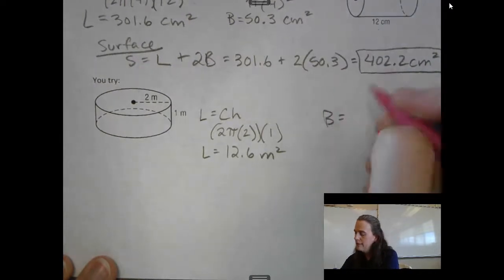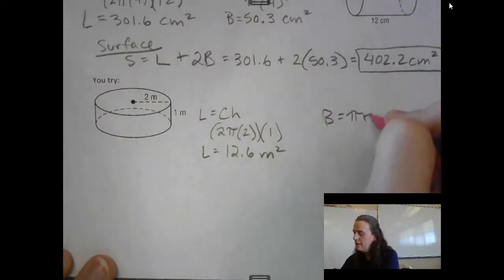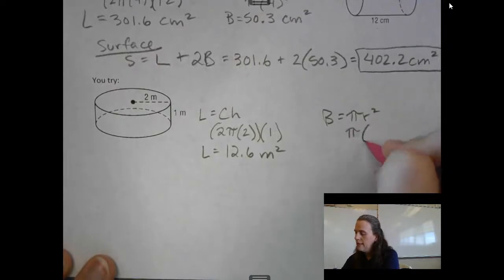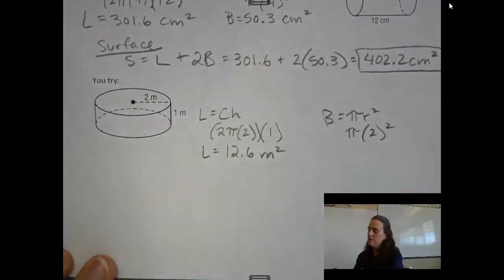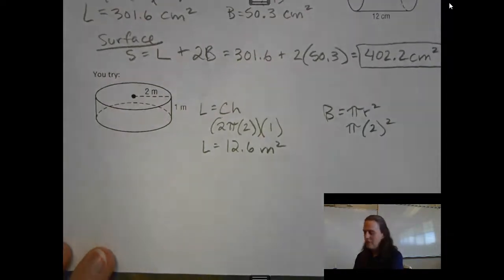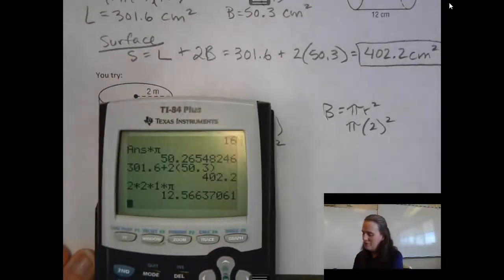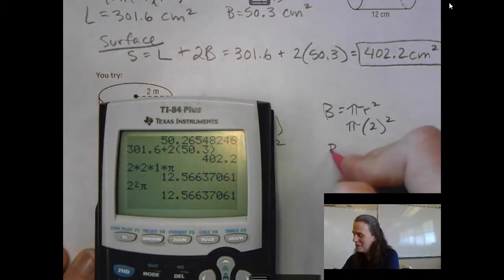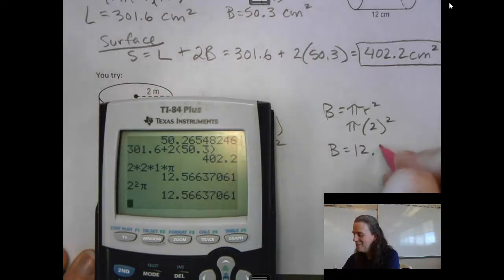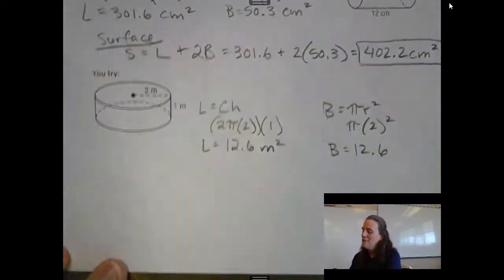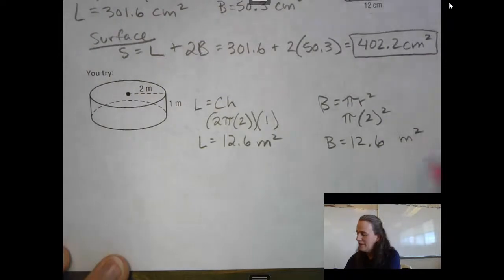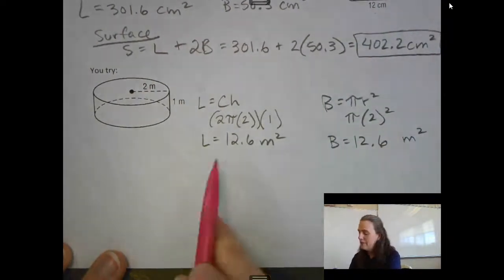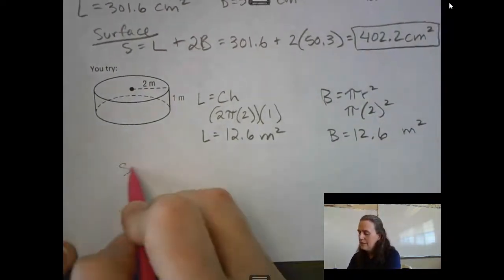All right, the base, so pi r squared, pi, and our radius was 2. That sure looks familiar, doesn't it? 2 squared is 4 times pi. We got the exact same number. 12.6 meters squared. Okay, that's not a mistake. That really is true.